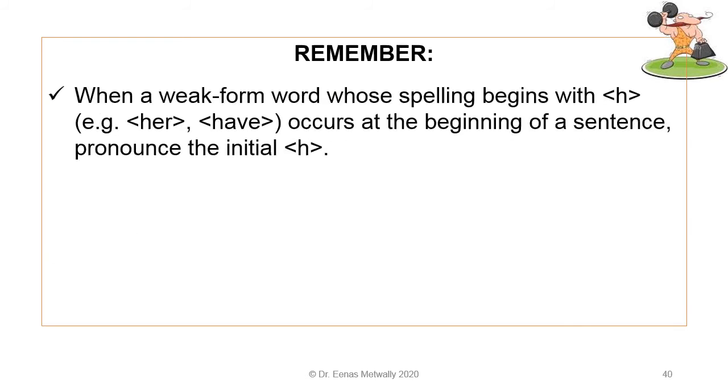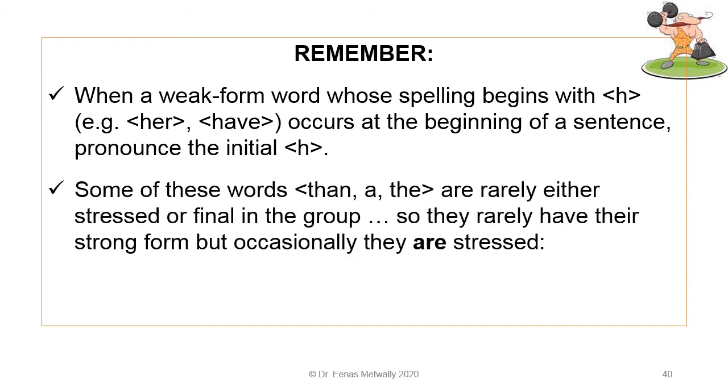Now remember, whenever a weak form word whose spelling begins with H, like her or have, occurs at the beginning of a sentence, pronounce the letter H. Some of these words, like than, and the, are rarely either stressed or final in the group, but it does happen. I said a son, not the son.